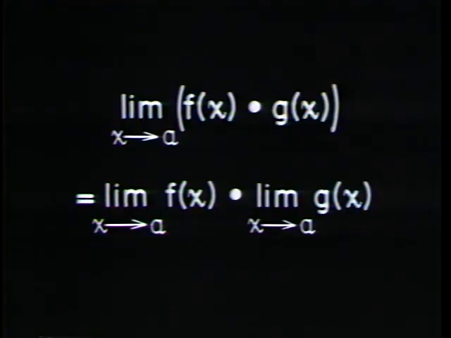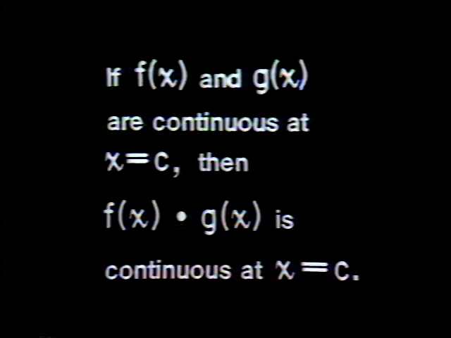This has been proven to be the product of the limits as x approaches a for each function. On the other hand, if f at x and g at x are continuous at x equals c, then their product, f at x times g at x, will also be continuous at x equals c.